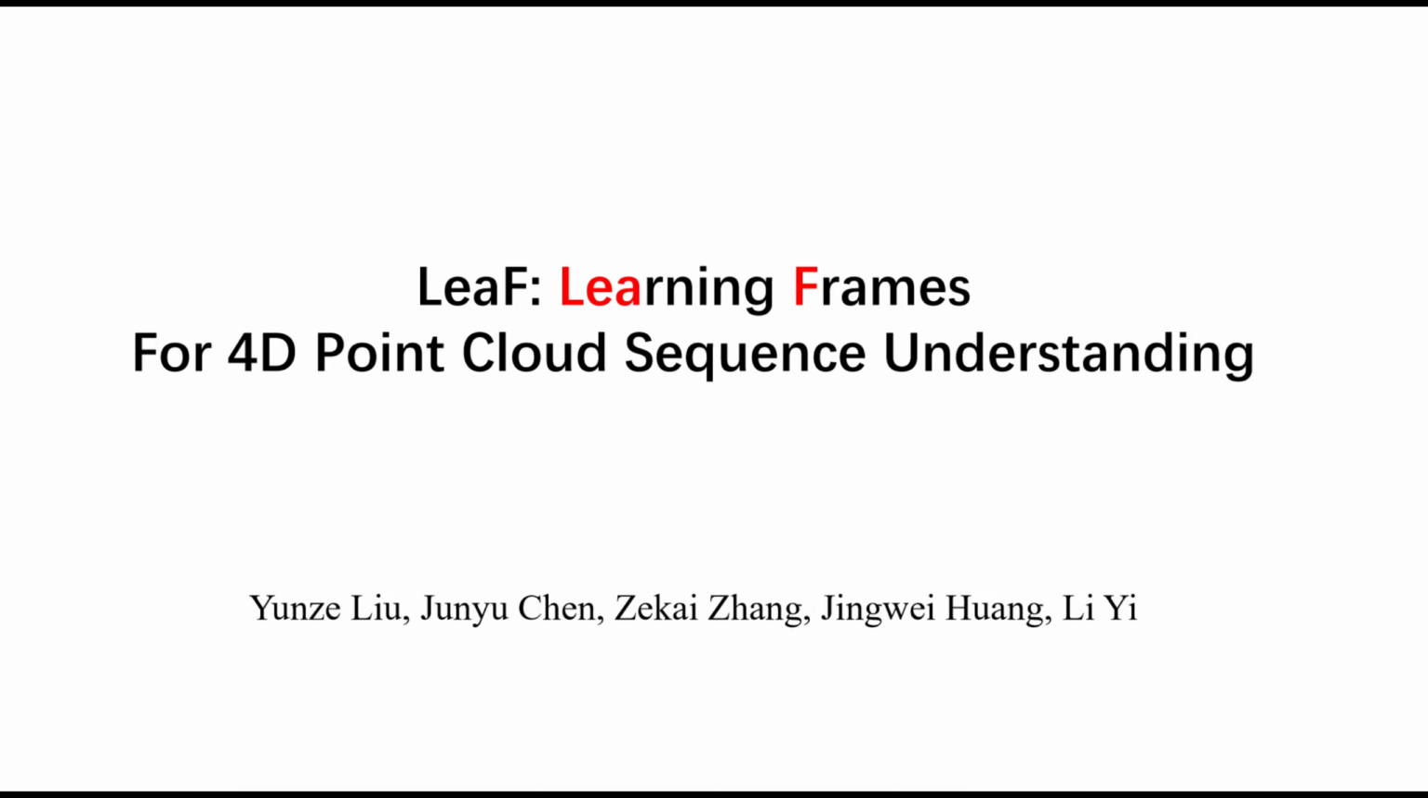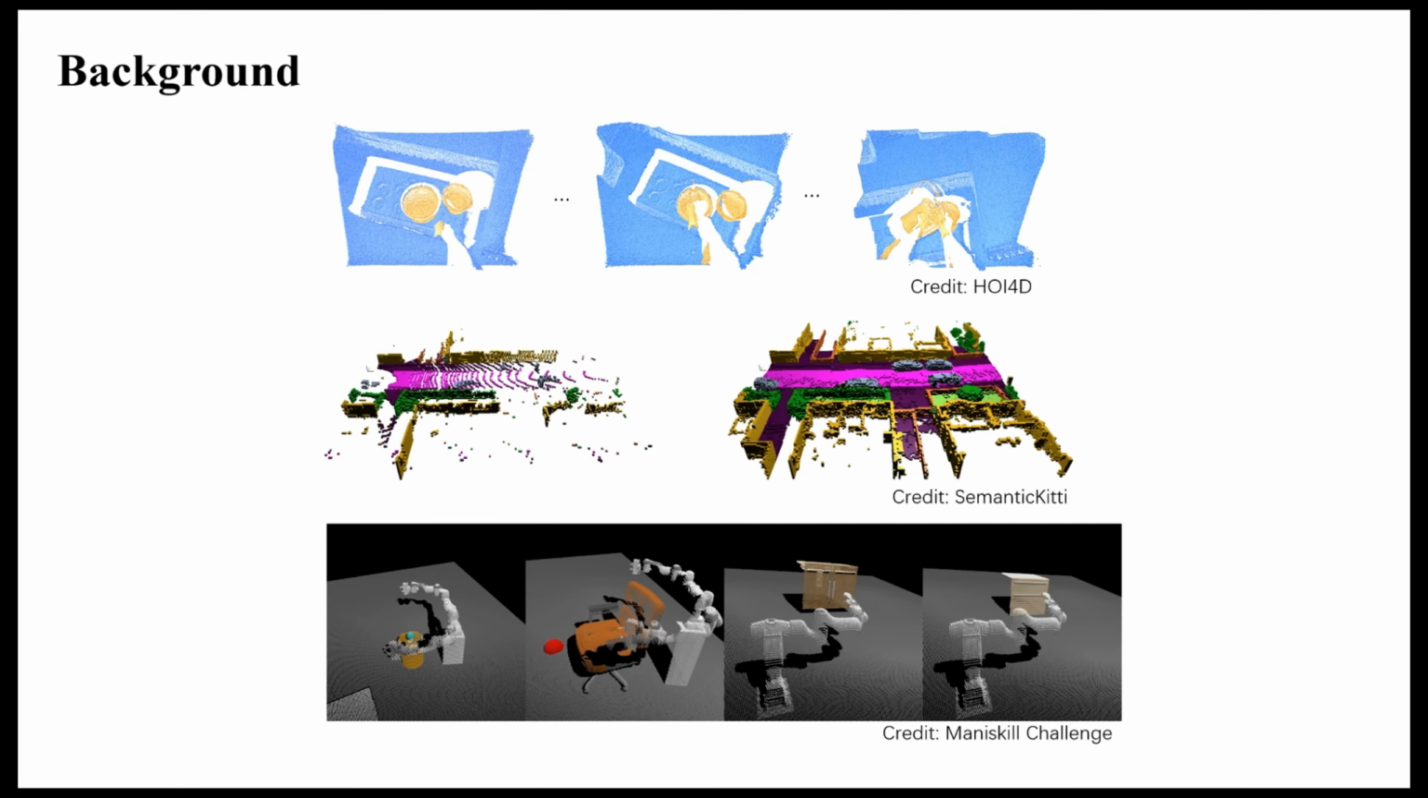In this paper, we present a novel 4D learning framework named LeaF: Learning frames for 4D point cloud sequence understanding. We have recently witnessed a surge of interest in understanding point cloud sequences in 4D. The data from human-object interaction, autonomous driving, and robot manipulation are naturally 4D point cloud sequences. So, understanding such data for VR, AR and robotic systems is very important.